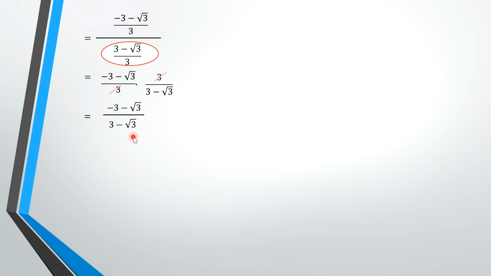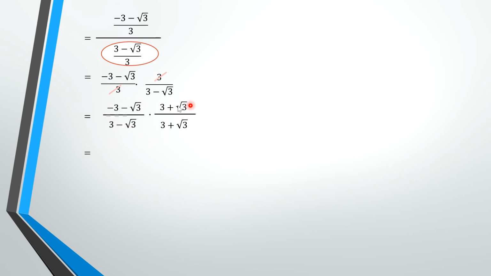So, this time, if you will observe, you have here a radical expression in our denominator. To simplify this one, we need to rationalize our denominator by multiplying both numerator and denominator by the conjugate of your denominator. The conjugate of our 3 minus square root of 3 is 3 plus square root of 3. So we multiply by 3 plus square root of 3 all over 3 plus square root of 3. So this time, let's multiply here.